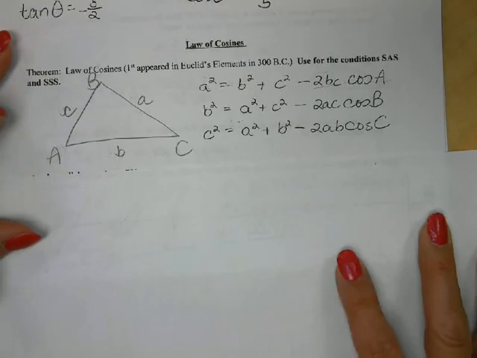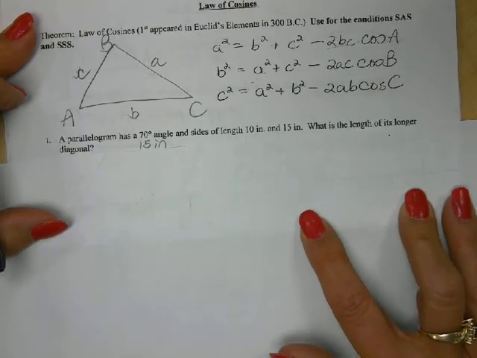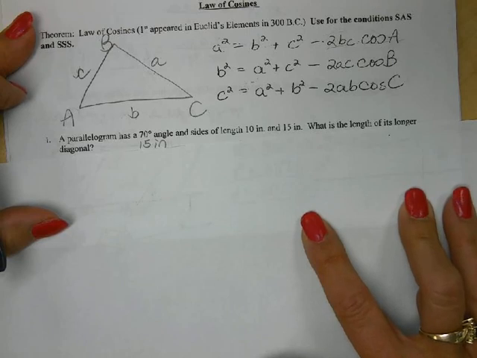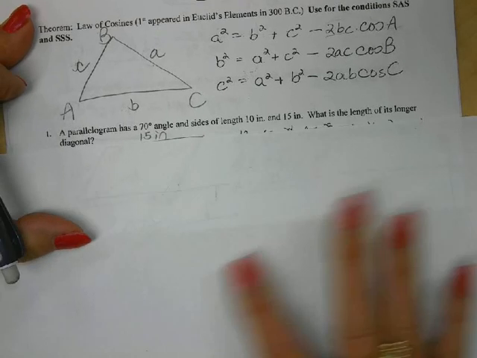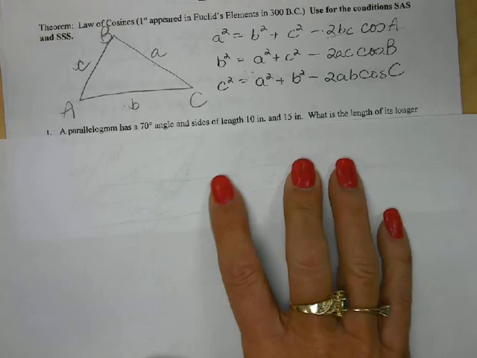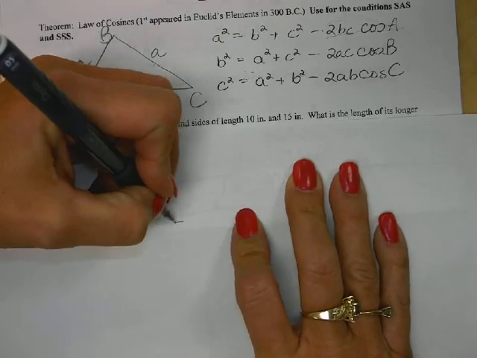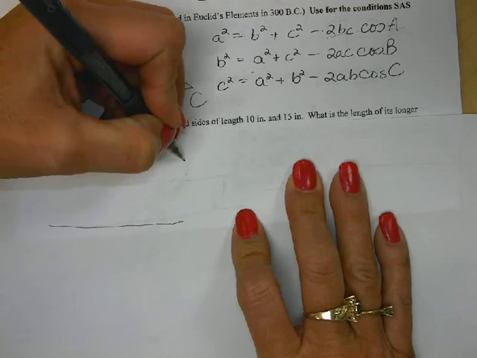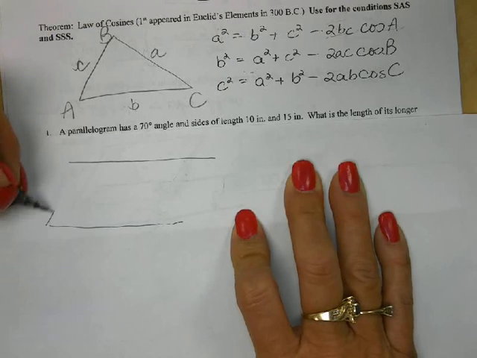So here's an example. I have a parallelogram, has a 70-degree angle, and it has sides that are of length 10 inches and 15 inches, and I want to find what is the length of its longer diagonal. Now, I want to review a couple things here before I actually show the picture. I know that I have a parallelogram. A parallelogram, by definition, is a quadrilateral that has two pairs of parallel sides. So I have parallel sides here, and I have parallel sides here.